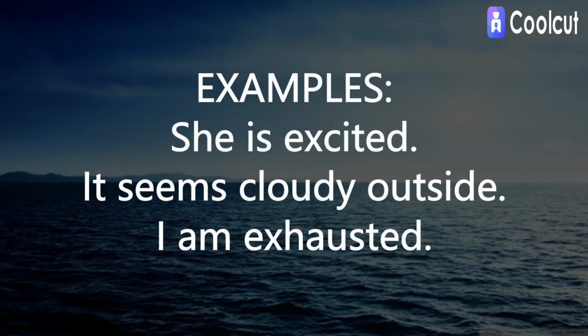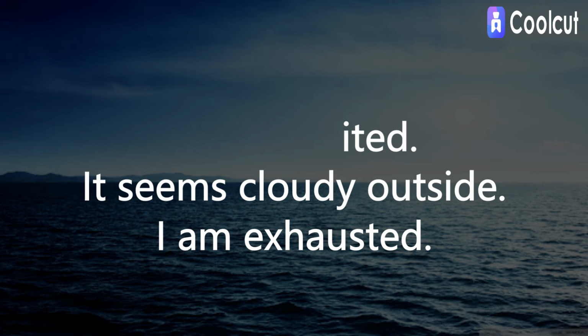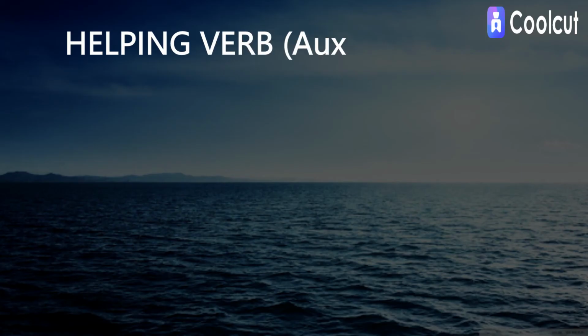So following are the examples of linking verb. Number one, she is excited, where is linking she to excited. Number two, it seems cloudy outside, so seems is connecting it to the cloudy weather outside. And number three, I am exhausted, where am is connecting I to exhausted.